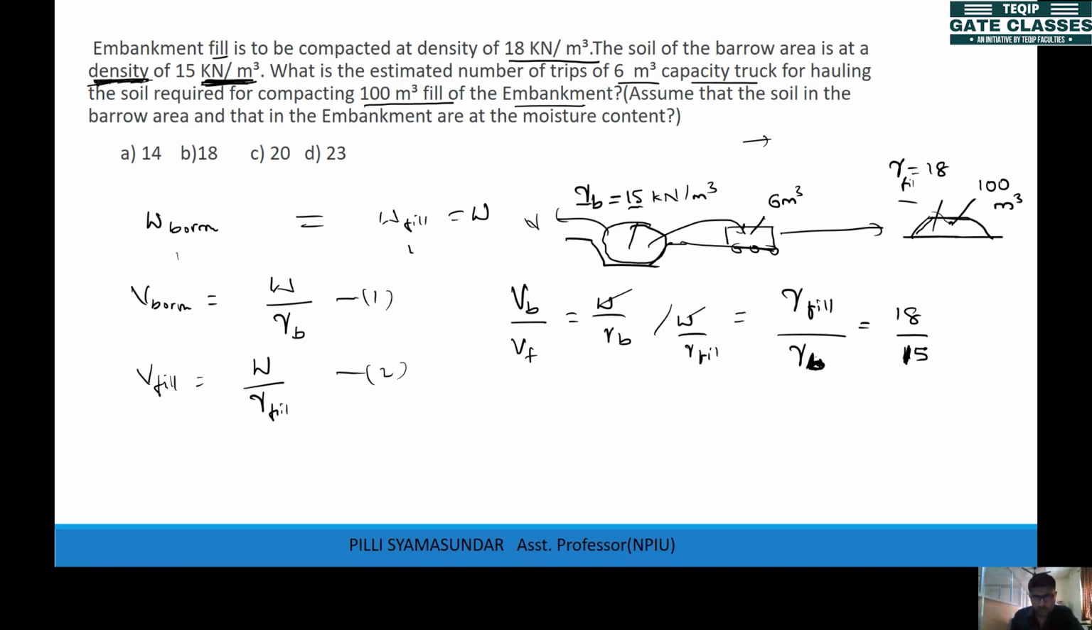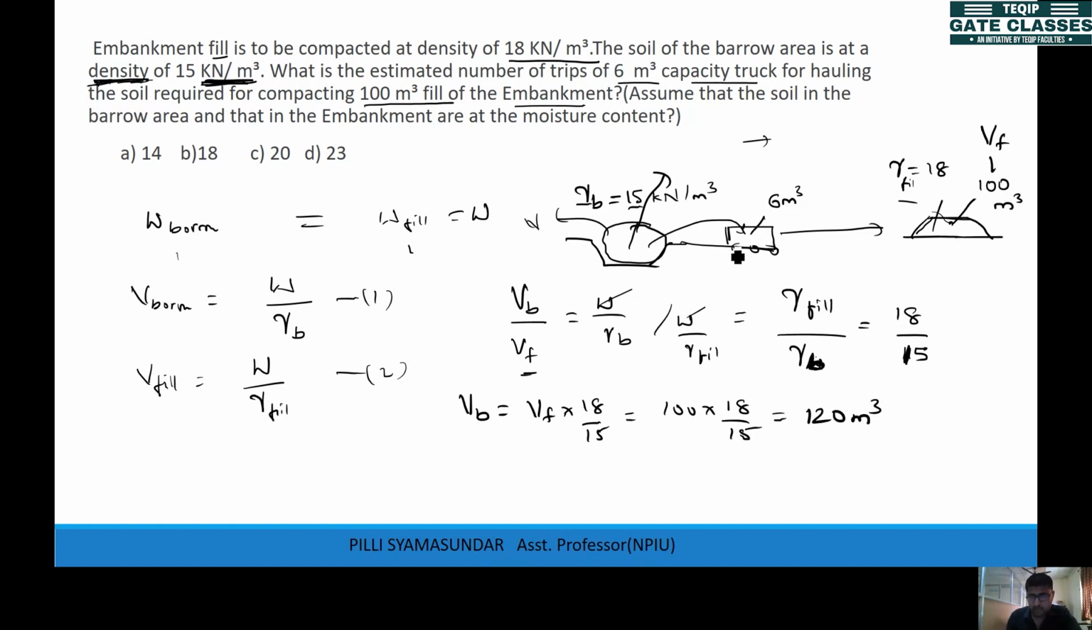So what is this ratio? The fill volume is given to you, which is 100, right? So this is the volume of soil in the fill, and I can find the volume in the borrow pit. This is equal to VF times 18 by 15, which is 100 into 18 divided by 15. So this is 120 meter cube. So to make 100 meter cube of fill, you have to excavate 120 meter cube of soil from the borrow pit, right?